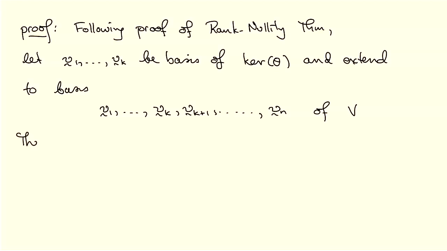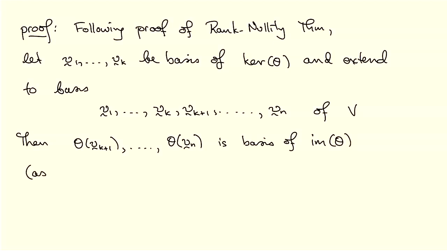So then theta of these things over here. Remember that we showed in the proof of the rank nullity theorem that theta restricted to U was an isomorphism to the image. So this now becomes a basis of the image of theta. That was from the proof, as theta restricted to U as a map from U to the image of theta was an isomorphism.